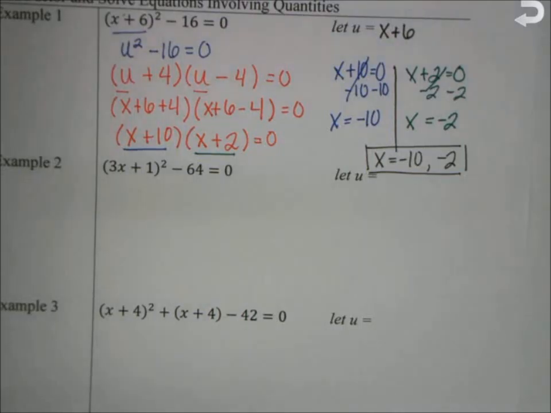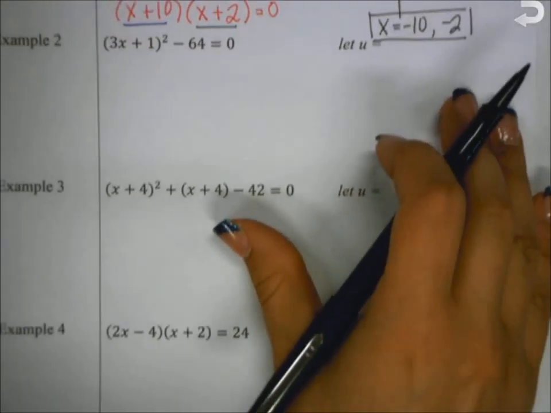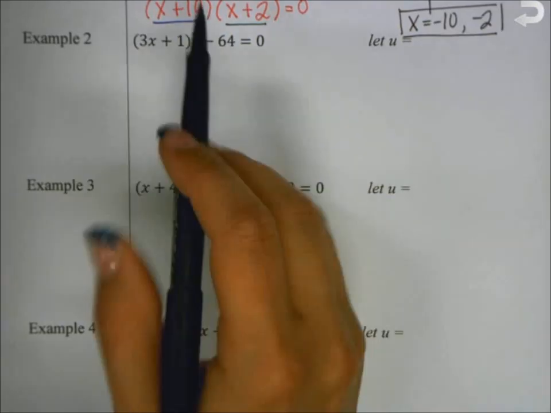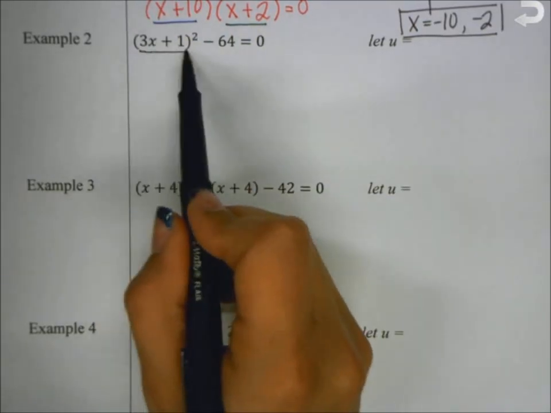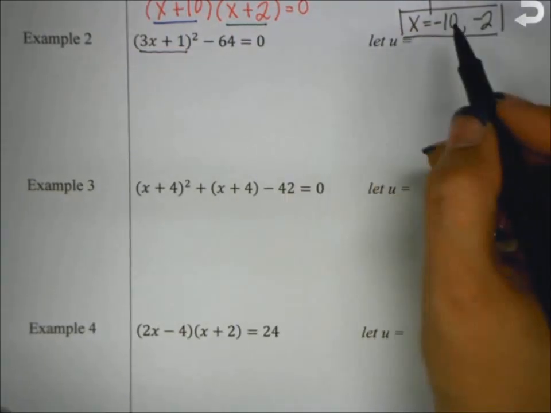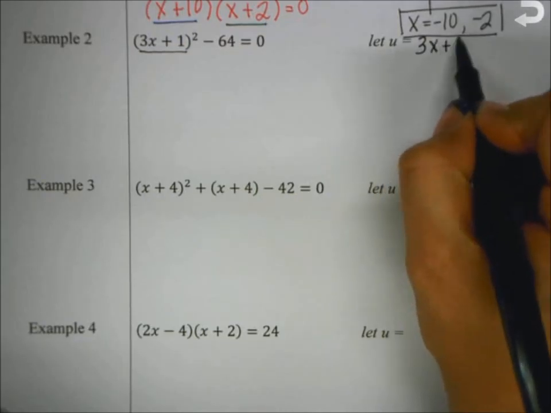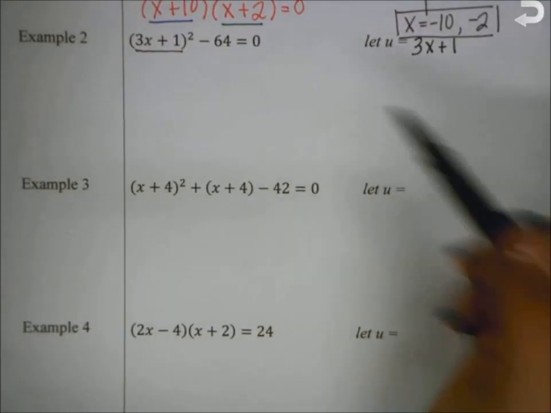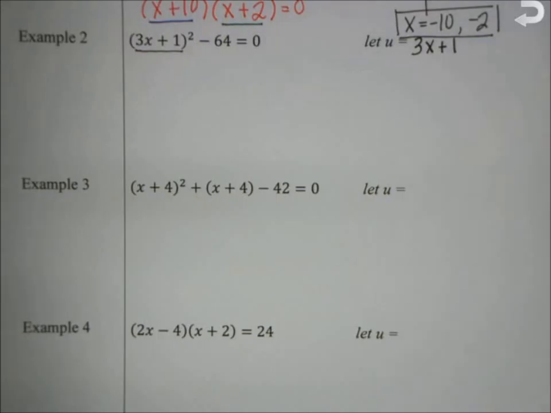So example 2, I have 3x plus 1 squared minus 64 equals 0. I know that I have to make that quantity equal to another variable. I've just been using u. So I'm going to let u equal 3x plus 1. You always need to make sure that you define what the variable is. So you must write off to the side, u equals 3x plus 1, because you can't just start plugging in variables willy-nilly and not tell us what they are.